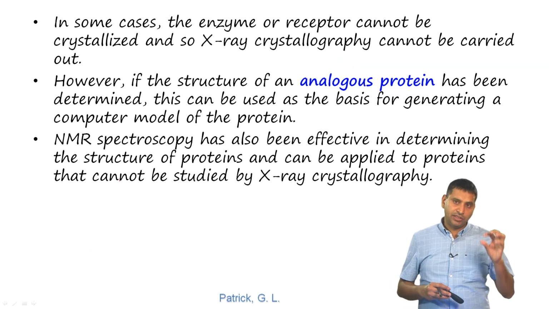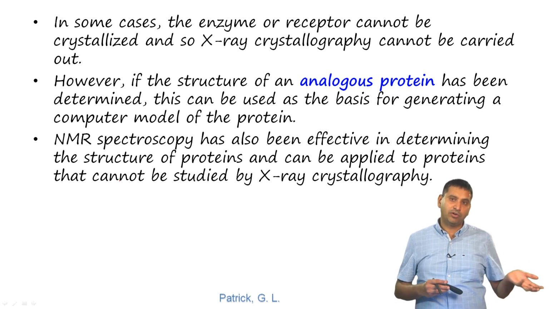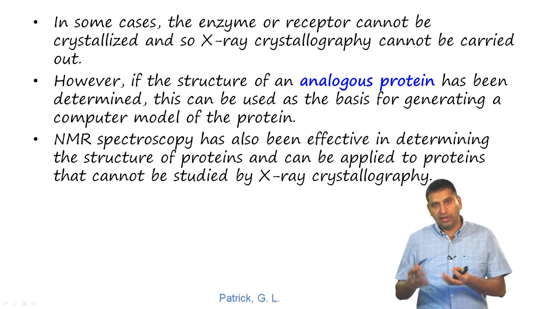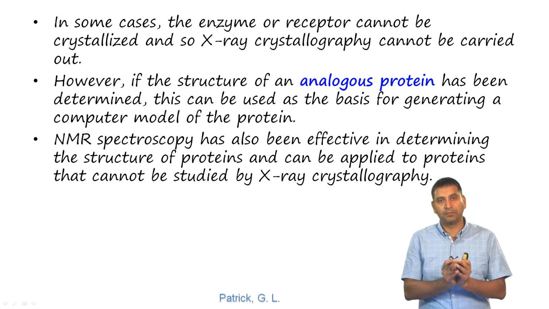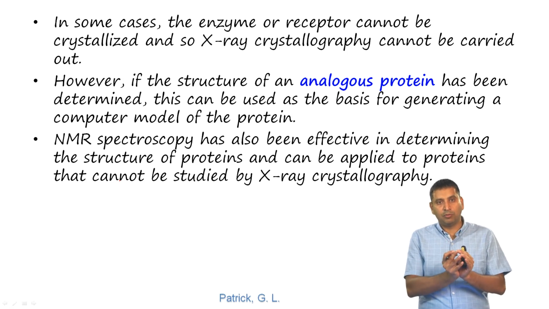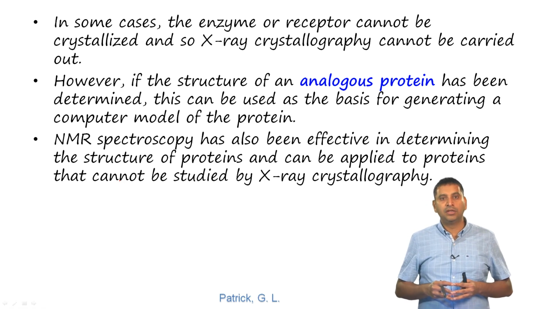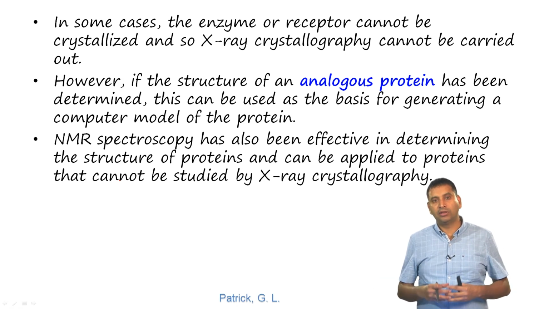In some cases, the enzyme or receptor is not crystallizable, and so X-ray crystallography cannot be carried out. However, if the structure of an analogous protein has already been determined, this can be used as the basis of generating a computer model of the protein. Using this computer model, we can then start screening for potential ligands. NMR spectroscopy, as we have looked at previously, has also been effective in determining the structure of proteins, and so this also can be applied along with X-ray crystallography to identify new lead compounds.